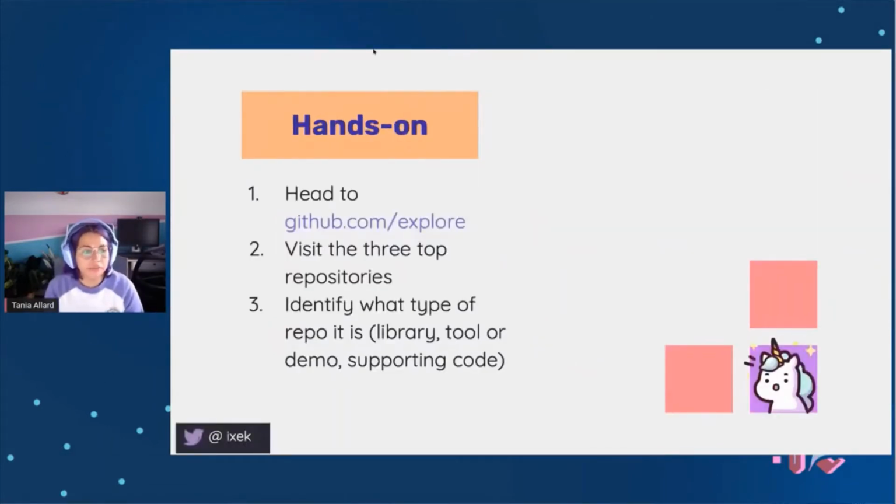So this is hands-on, and I don't know if you folks are going to do that, but I'm going to assume yes. Head on to github.com/explore. If you are logged into GitHub, it's going to give you a recommendation of repos based on the kind of repos that you work on, visit, or projects that you interact with. Just have a very quick look at those repositories and identify what type of repo it is: a library, a tool, a demo, or supporting code. I'm going to give just 2 minutes so that folks can have a look if that's what they're doing.